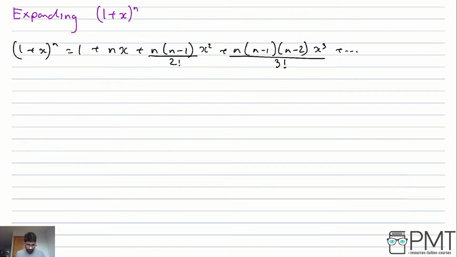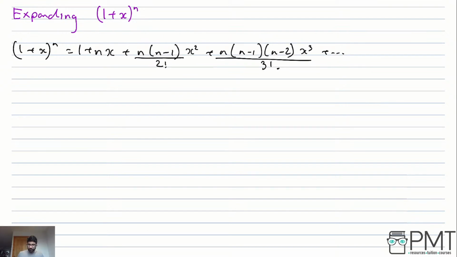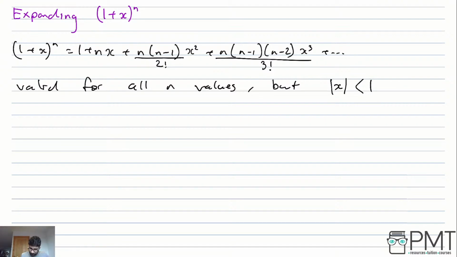So this is the pattern that we have here. We start with nx and then the power of x increases, and then you have got n minus 1 and minus 2 each time you have a higher x power. You can do this with any n, but what you need to remember is that this is valid for all n values, but x needs to be between minus 1 and 1. So the modulus of x needs to be less than 1. So this is the formula you need to remember. But x needs to be between minus 1 and 1. So that's the key.